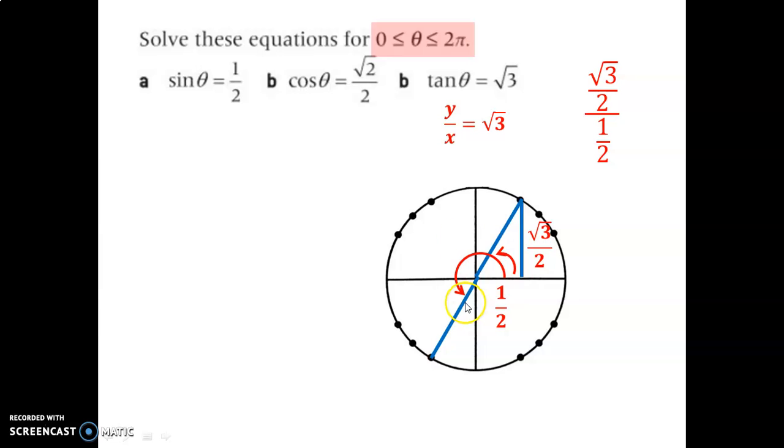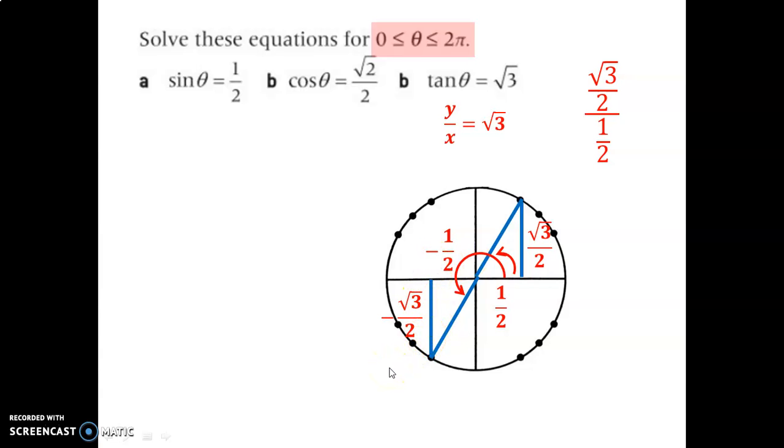Why did I choose here? Because we have a positive tangent value. √3 is positive. That means we had to have a positive number divided by a positive number right here. Or if you spin to here, you have a negative number divided by a negative number. So those are the only two places where tangent will give you a positive value, here or here, because here both x and y are positive, and here both x and y are negative.